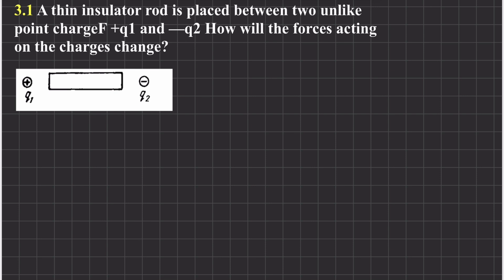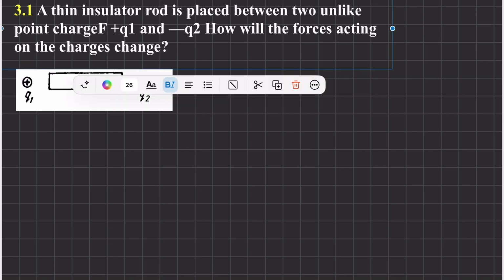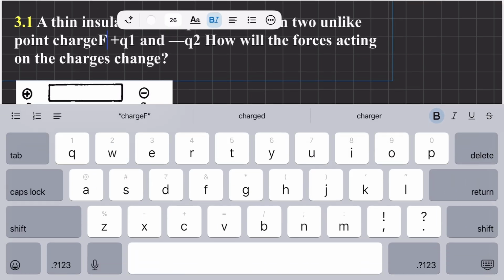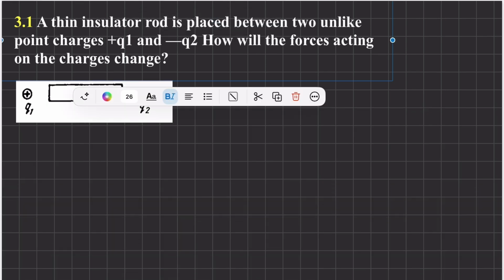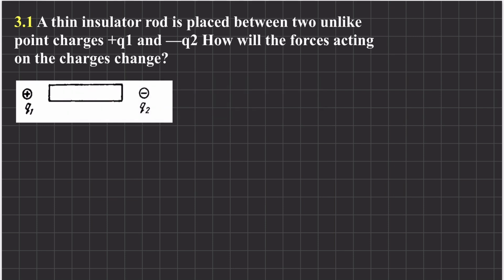So guys, if you see this question, what he is saying is this: a thin insulator rod is placed between two unlike point charges. Here guys, I think some misprint is there. I'll just correct this. So this is charges q1 and minus q2. How will the forces acting on the charges change? How will the forces acting on the charges change?